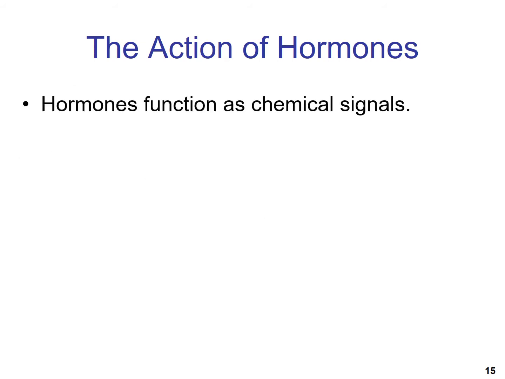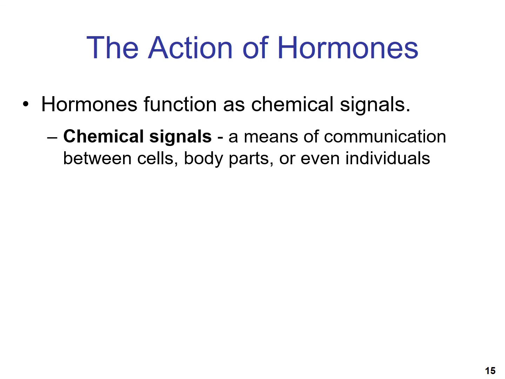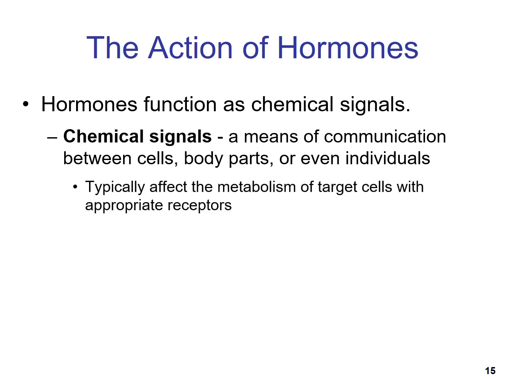So hormones do function as chemical signals. This is the way that cells communicate to one another and direct the actions of one another. The reason why this is your means of communication is because it's not like cells can talk to each other or send each other visual signals. You've got to send chemical signals. So these will affect the metabolism of the target cells or the actions of the target cells that have the appropriate receptors.